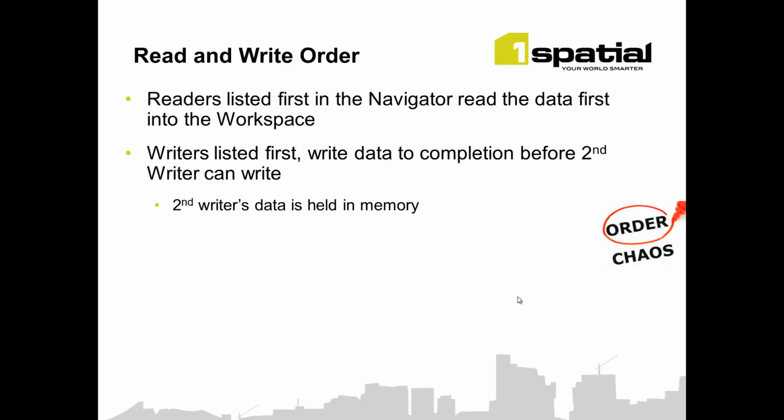The same is true of the writers. The one that's listed first is the one that gets its data written to it to completion first. The second writer can't start physically writing to disk until the first writer has closed. So all of that data potentially gets held in memory, which means that it's very sensible to consider which writer is going to receive the most data and make sure it's listed first, so that you hold the least amount of content in memory. You read one data set at a time, and you write one data set at a time.